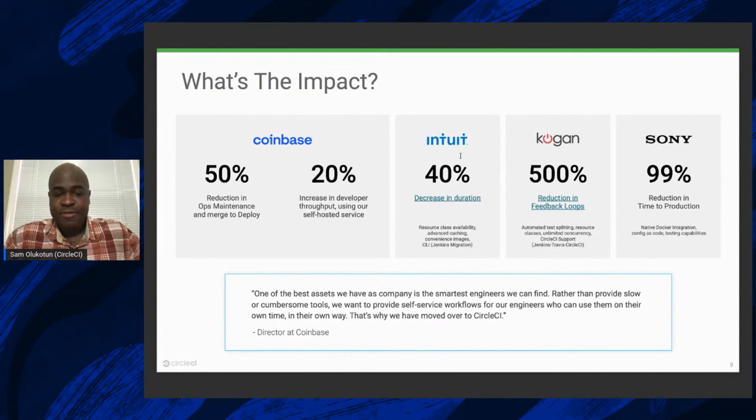All of this means, if you look at what a director at Coinbase said, for instance, that if you're going to be investing in getting the smartest engineers you can find, it is better to provide them with the quality tools that they need as opposed to slow or cumbersome tools. You want to provide your team with self-service workflows for your engineers who can use them on their own time and in their own way.